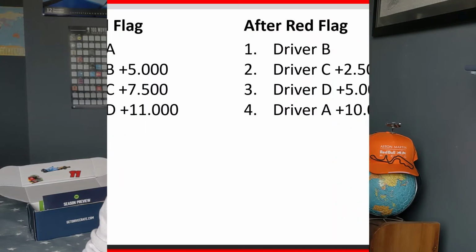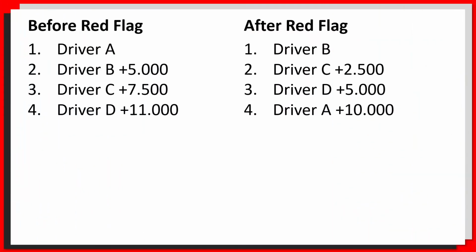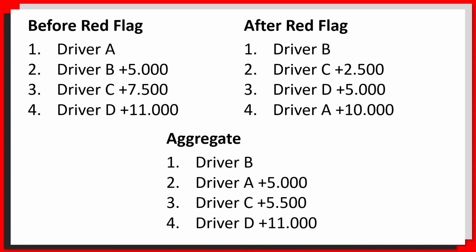So if I head back over to my example, we see that driver B has a 5-second deficit to driver A before the red flag. So they would have to overcome that 5-second gap over driver A to stand a chance at beating them in the aggregate. And as we can see, driver A is 10 seconds behind after the red flag, which means that when we take the aggregate of these two, driver B beats driver A by 5 seconds, and then the aggregates are worked out for everybody else and everyone is ordered accordingly.